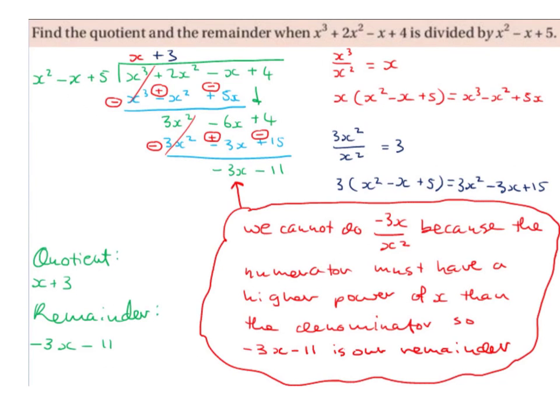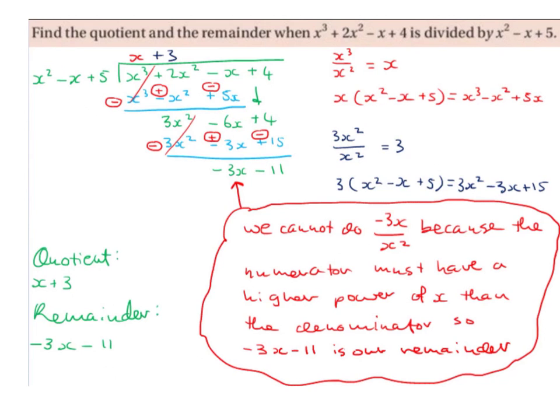I repeat the process. I take the highest power of x inside the bus stop, divided by the highest power of x outside the bus stop. 3x squared divided by x squared is 3. That's the next part of my answer. I multiplied 3 by what's outside the bus stop, giving me 3x squared minus 3x plus 15, which I write down over here. I change the sign of each of these. The x squareds cancel out. Minus 6x plus 3x is minus 3x. 4 minus 15 is minus 11.